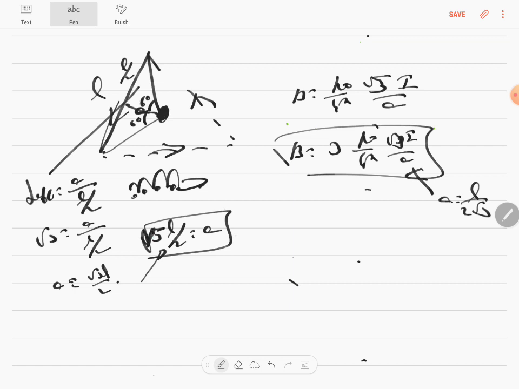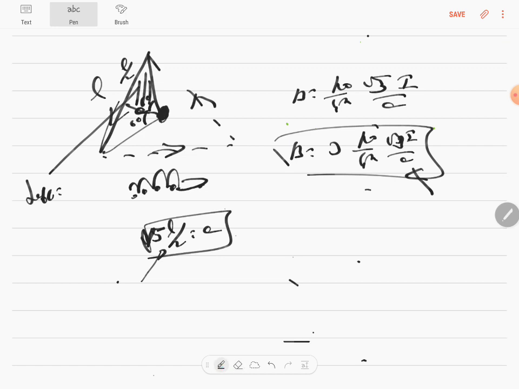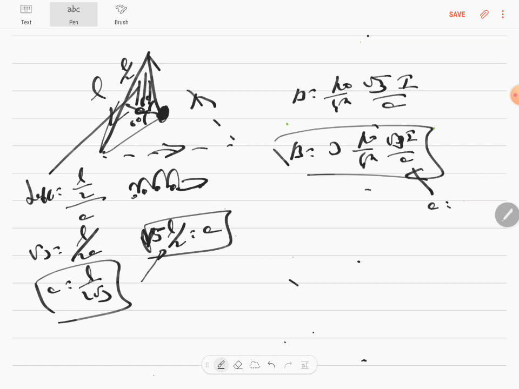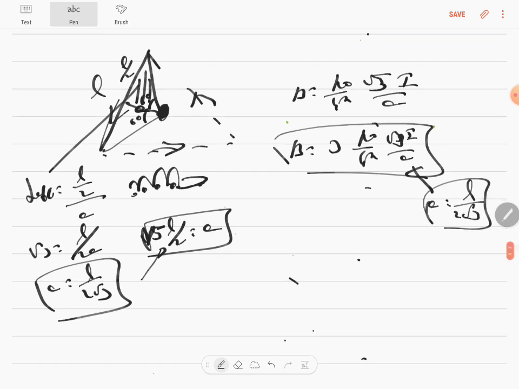Adi, you said it's L by 2 root 3. No, it's root 3 L by 2. So A itself is not L by 2 root 3. From this triangle, you know that tan 60 is equal to opposite by adjacent. Opposite is L by 2, adjacent is A. Root 3 is equal to L by 2A. So A is equal to L by 2 root 3. Yes, Adi, what you said is right. Therefore, A in this case is the side of this triangle by 2 root 3. You should remember that. That's the value you should substitute.